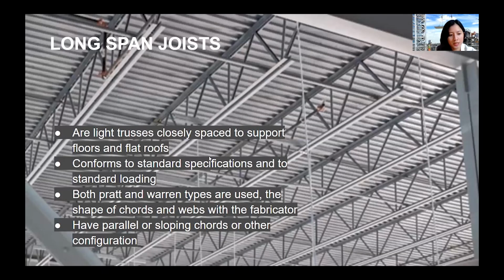Long span joists are light trusses closely spaced to support floors and flat roofs. They have parallel or sloping chords and use both Pratt and Warren truss, wherein their webs are fabricated. It conforms to standard specifications and to standard loading.